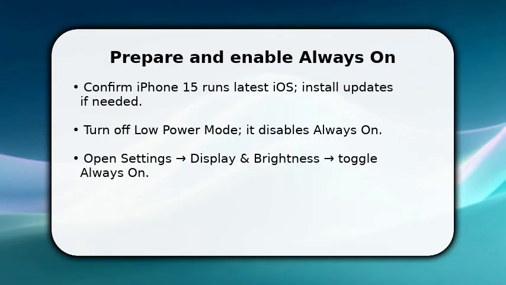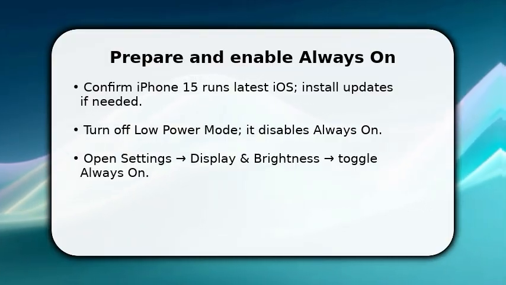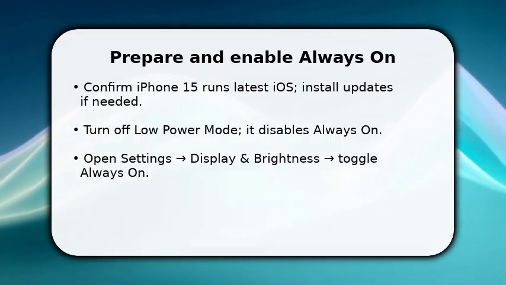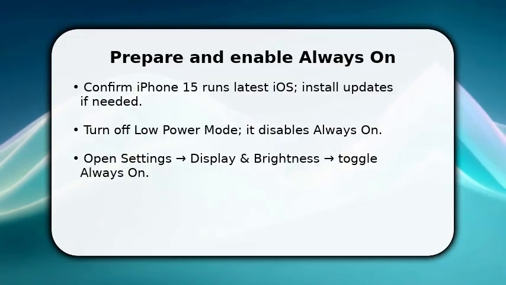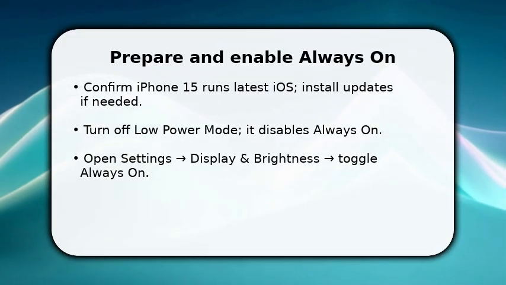You'll start by confirming prerequisites so Always On behaves predictably. Make sure your iPhone 15 is updated to the latest iOS and low power mode is off, because that mode disables the feature. Next, go straight to Settings, choose Display and Brightness, and toggle Always On Display on.